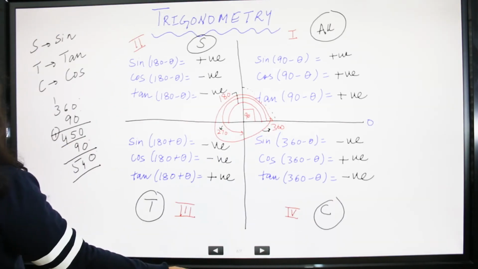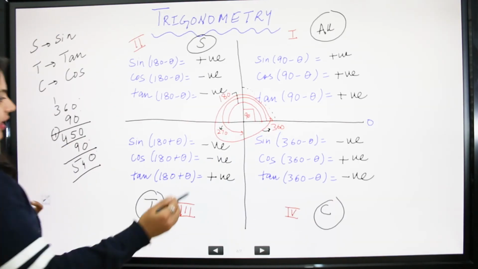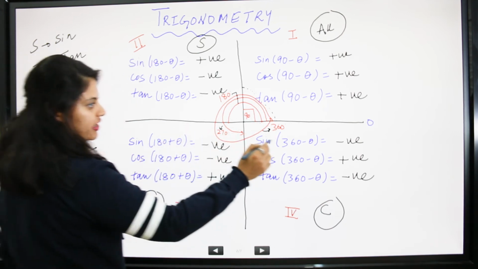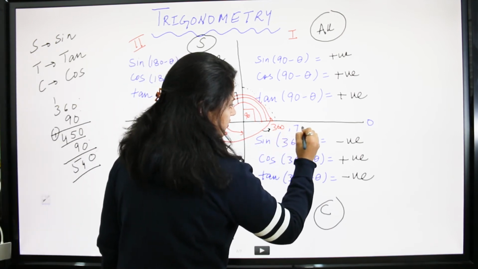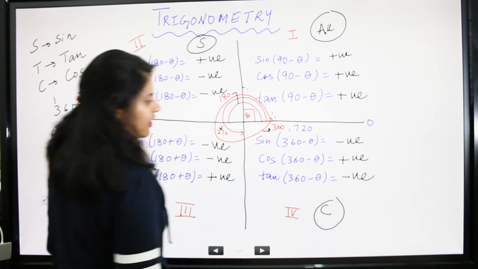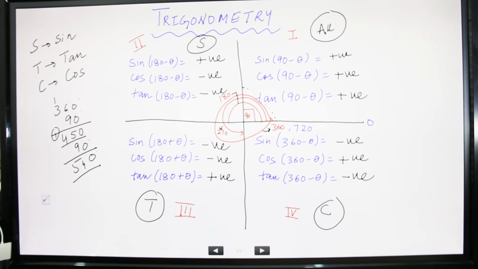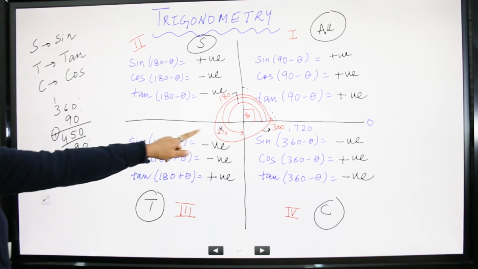So we're going to check for this one. It lies in the fourth quadrant because till here the angle is 720 degrees. 720 degrees is the angle. If we talk about the 2 pi angle, that is 720 degrees. So the 720 degree angle is here.